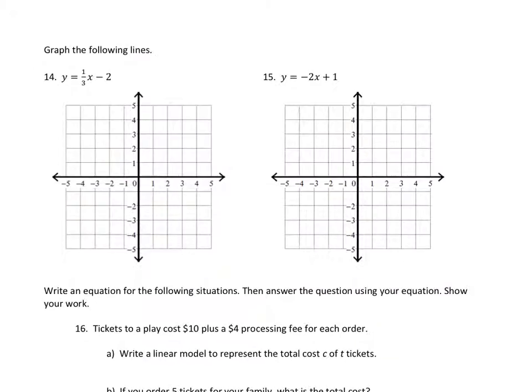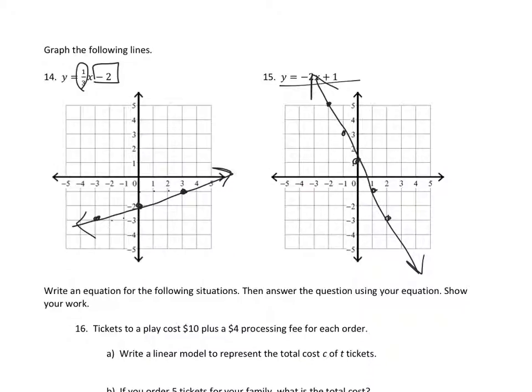Graph the following lines. So when you do this, you start at -2, make a dot, and the slope is 1/3. So you go up 1, right 3, make another dot. Or down 1, left 3, make a dot. In this equation, you start at 1, and you go down 2, right 1, down 2, right 1, or up 2, left 1, up 2, left 1. Connect the lines, put arrows at the end.